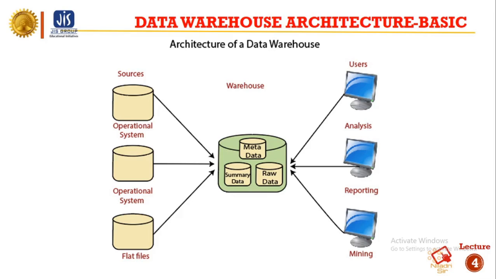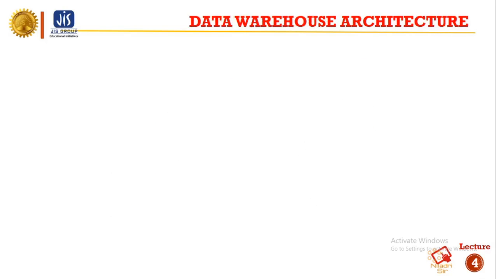The principal purpose of a data warehouse is to provide information to the business managers for strategic decision making. These customers interact with the warehouse using end user access tools. Examples can be reporting and query tools, application development tools, executive information system tools, online analytical processing tools, and data mining tools. So these are the basic data warehouse architecture. As you can see, what is the operational system?